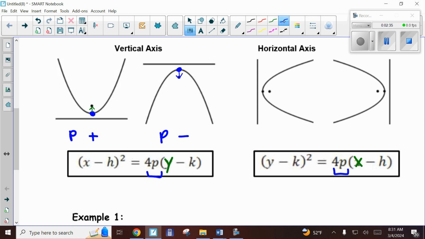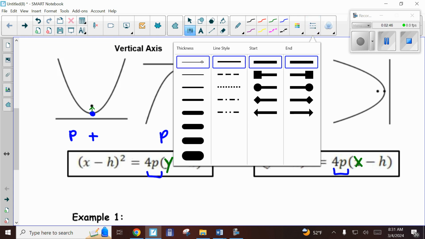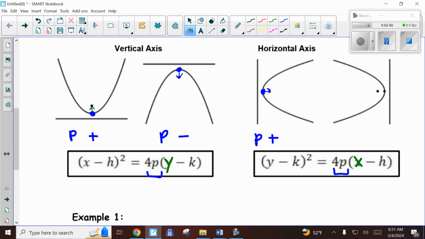If you do the same thing over here with the x, if your p is positive, if you look at your vertex, this is your vertex here, a positive p-value along the x-axis means to the right. And the same thing for this guy right here. If your p-value is negative, that means that on the x-axis, if you go in the negative direction, you would go to the left.